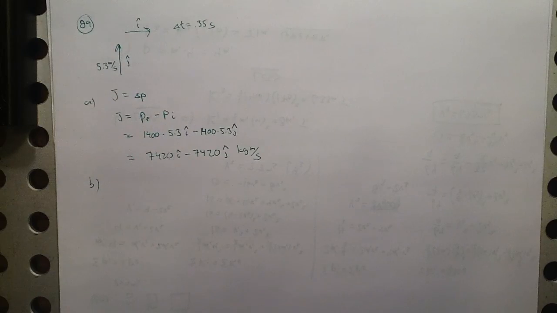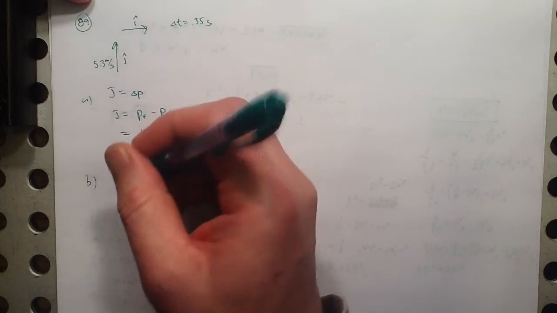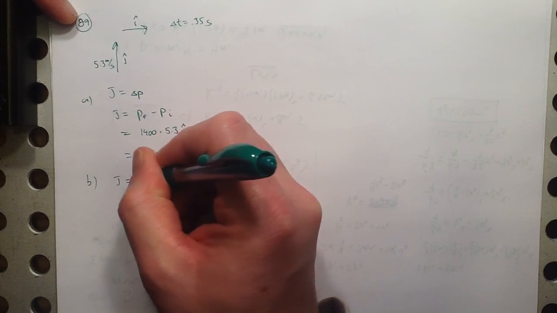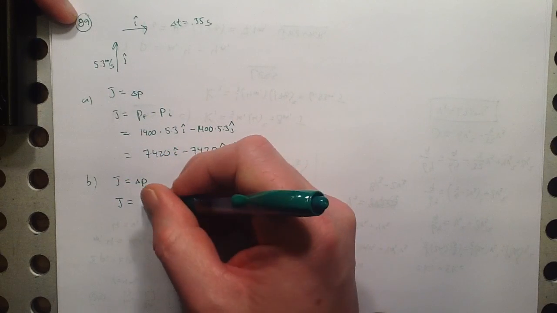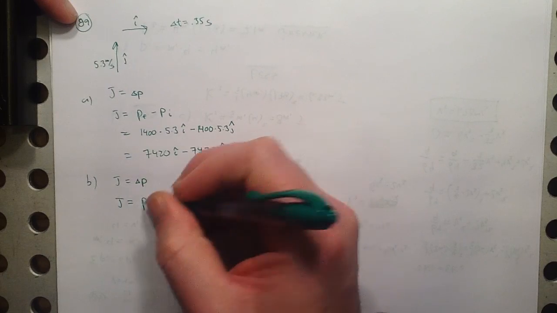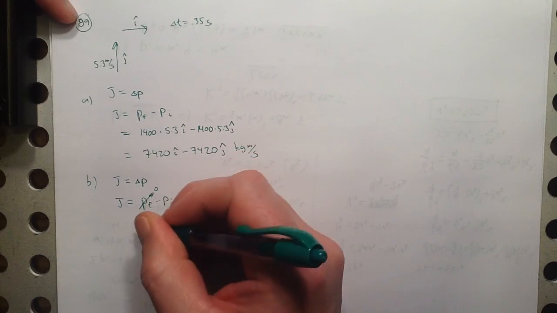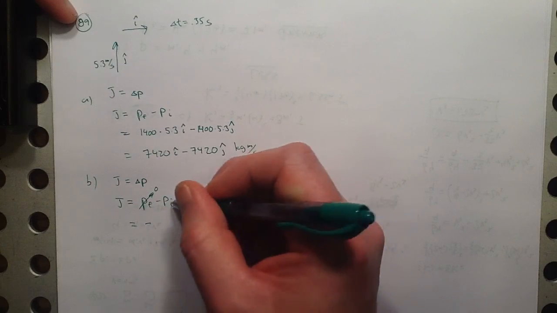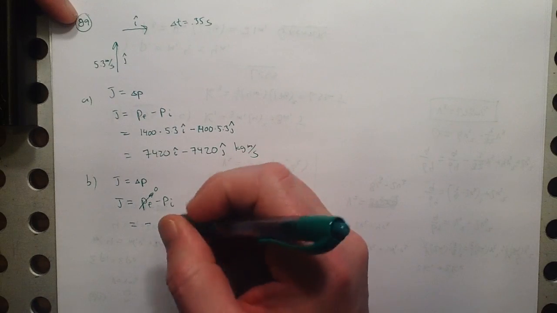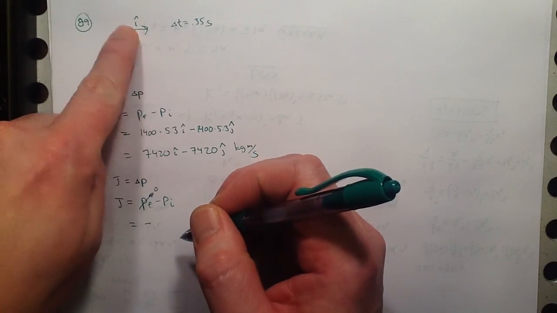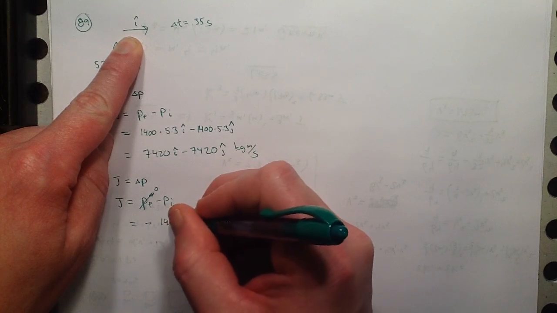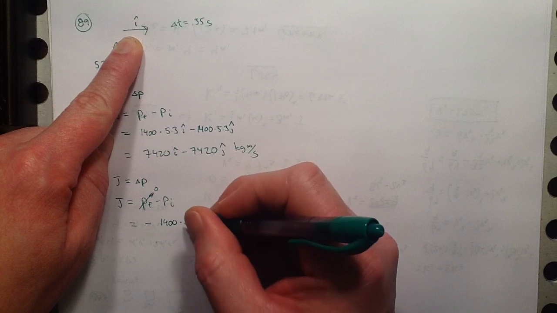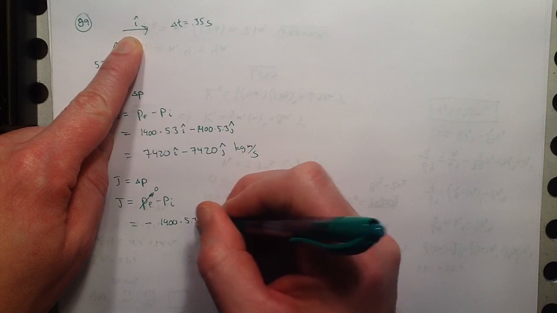Part B, they want to know what is the impulse on the car due to the collision. So start from the same place. So you have here J is equal to final minus initial. Now, of course, it crashed into a tree and stopped, so the final momentum is 0. So that's negative momentum initial. And now initial is this, right? Because we're crashing into the tree. So the initial momentum is now 1400 times 5.3 in the i direction.